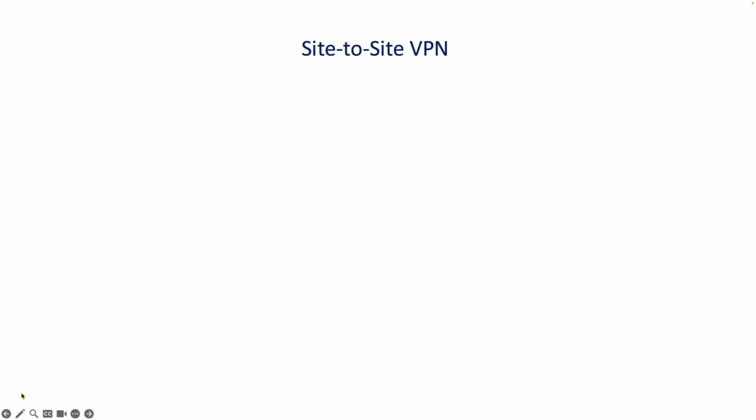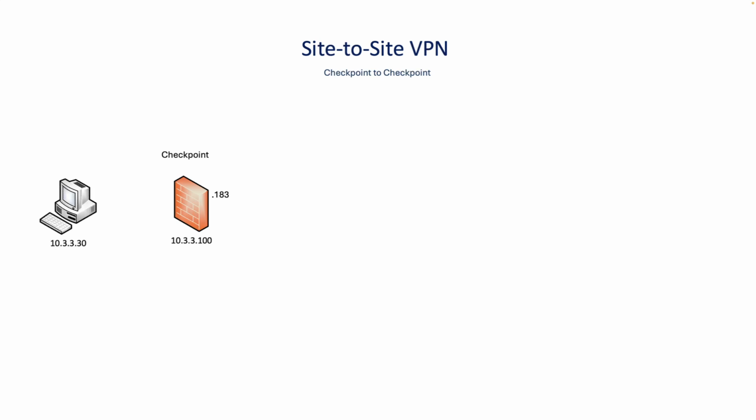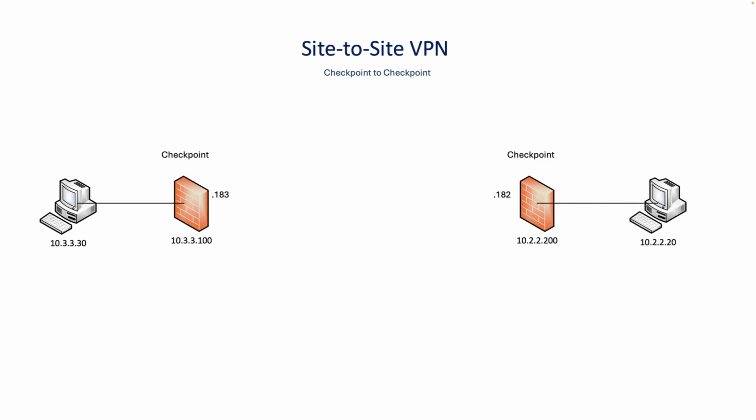Hello everyone. Today I'm going to build a site-to-site VPN between two Check Point appliances. For that I built a lab with a Check Point on the left-hand side, a Windows computer behind it, and the internal network behind the Check Point appliance is 10.33.0.0/24. On the right-hand side we have another Check Point appliance, again with a Windows computer behind it, and the internal network on the right-hand side is 10.22.0.0/24.